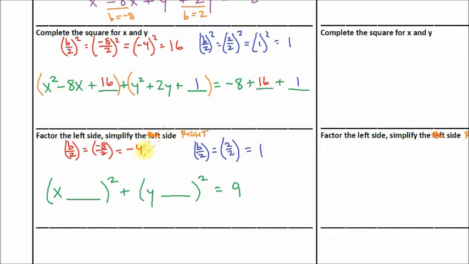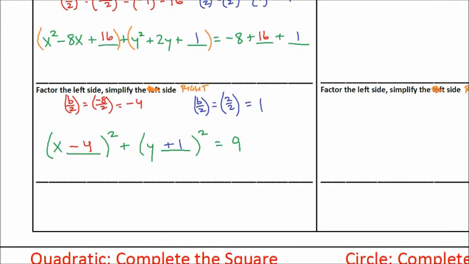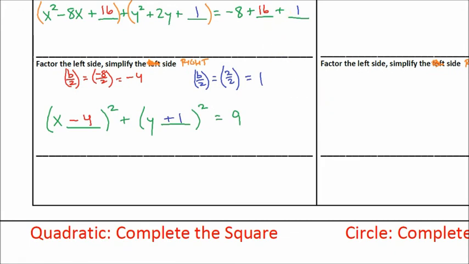This number right here comes from b over 2. There's negative 4. Here is b over 2 for the y terms. That's positive 1. And you can take a look, class. We are now in standard form: x minus h squared plus y minus k squared equals r squared. We're done.